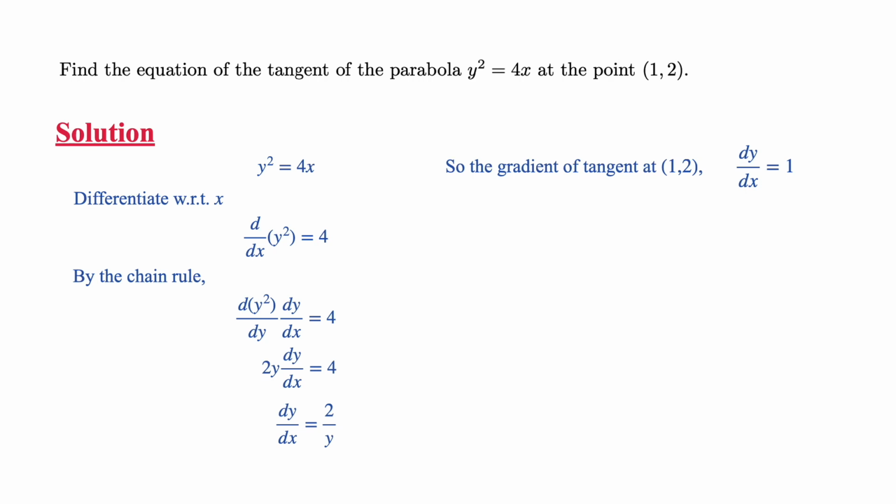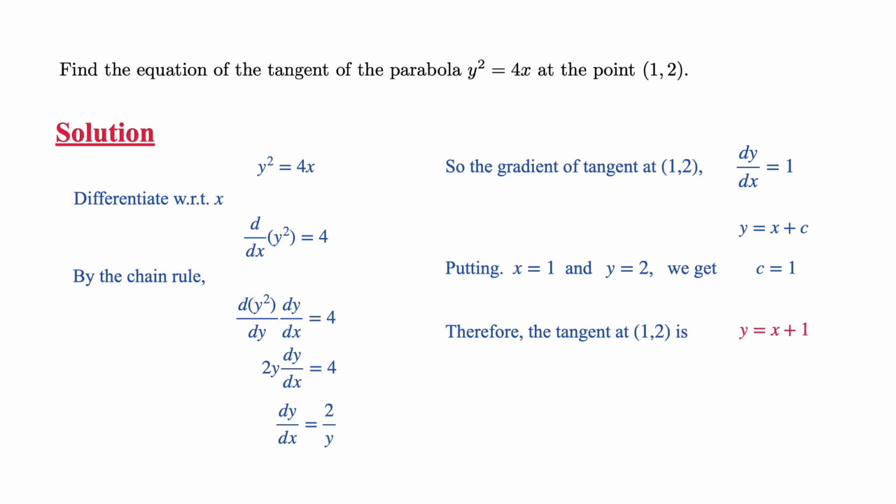Now we want to find the equation of the tangent. We have the gradient, hence we only need to find the y-intercept. Substituting x equals 1 and y equals 2 gives us c equals 1. So the answer is y equals x plus 1.